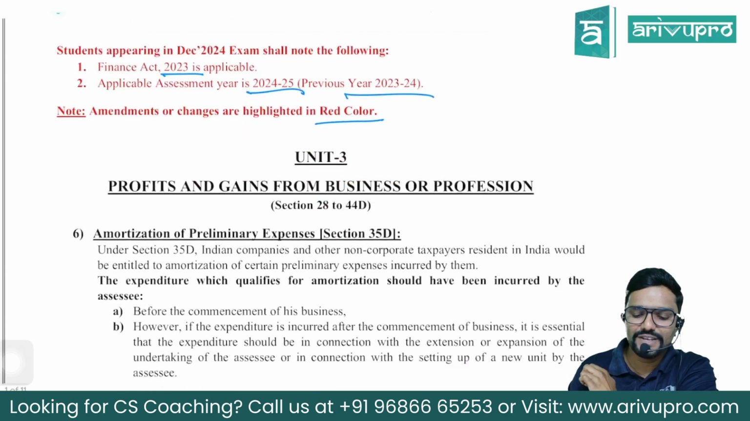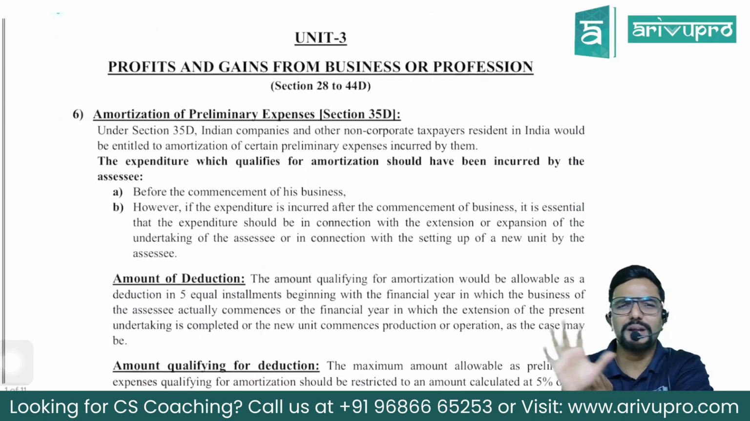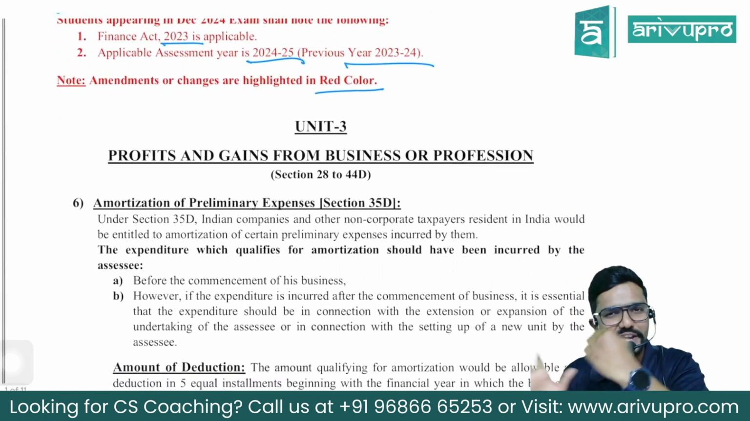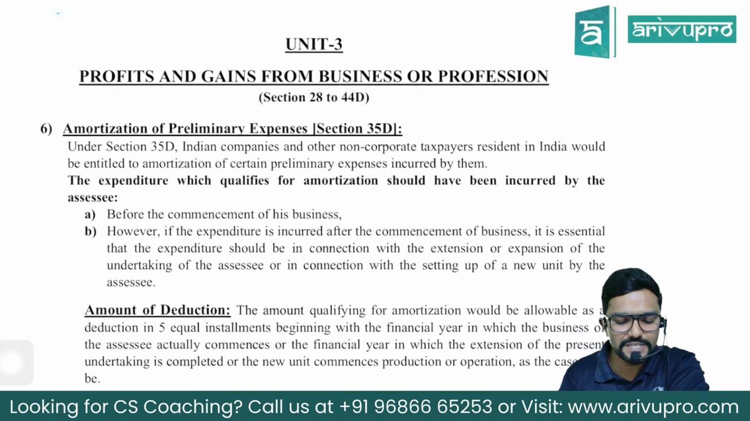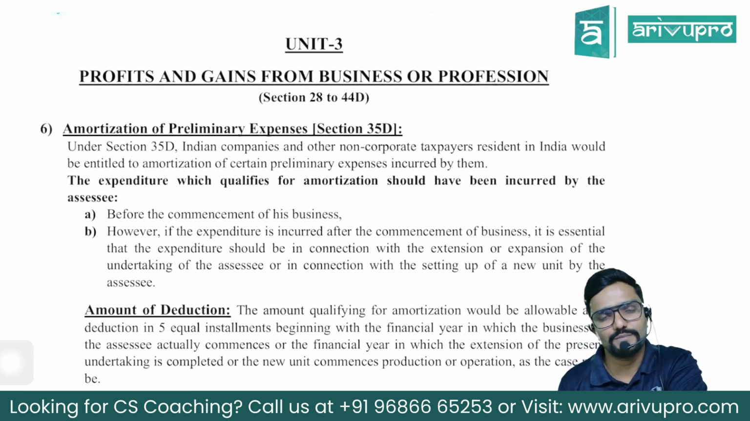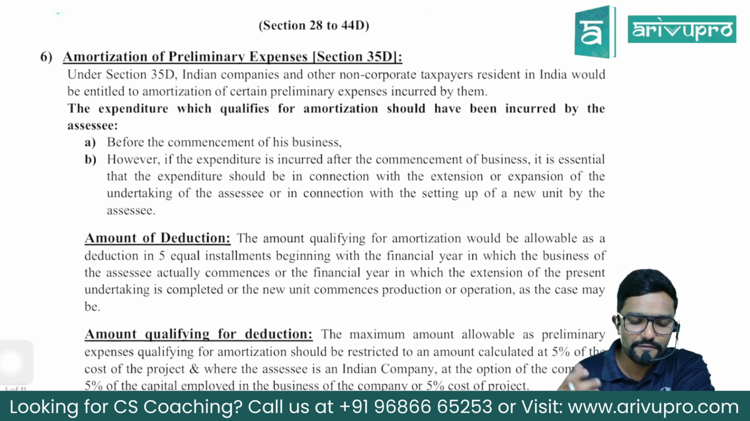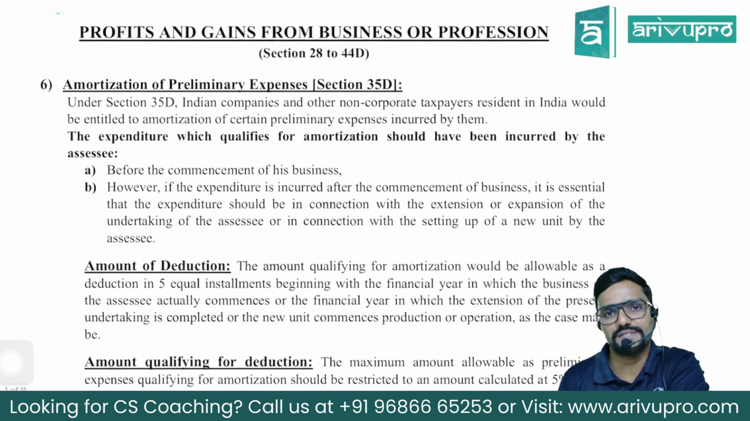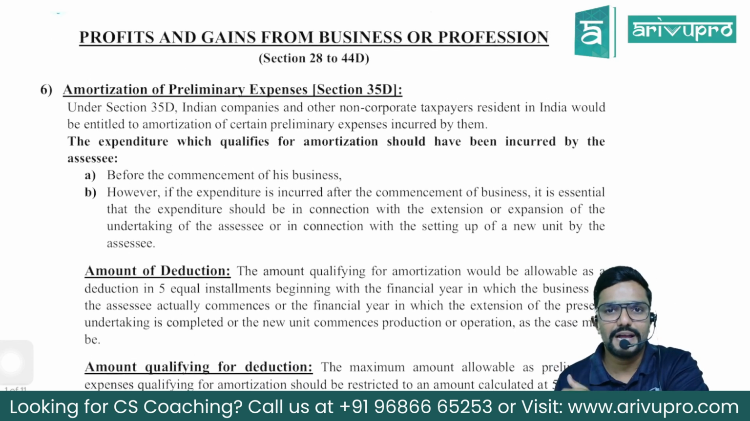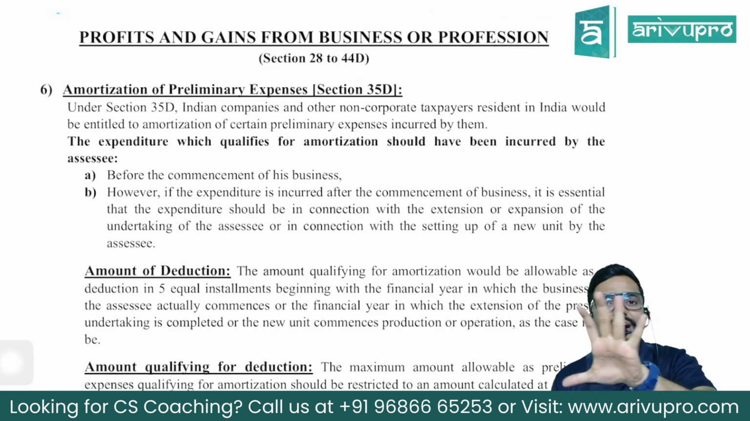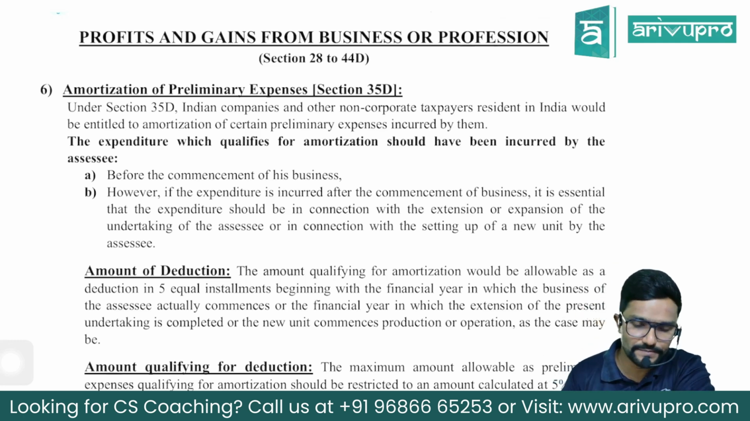So the first changes are small, nothing major. The first amendment is with respect to the third head of income, that is profits and gains from business or profession. There we have amortization of preliminary expenses under section 35D, where I can amortize the preliminary expenses in 5 equal installments.